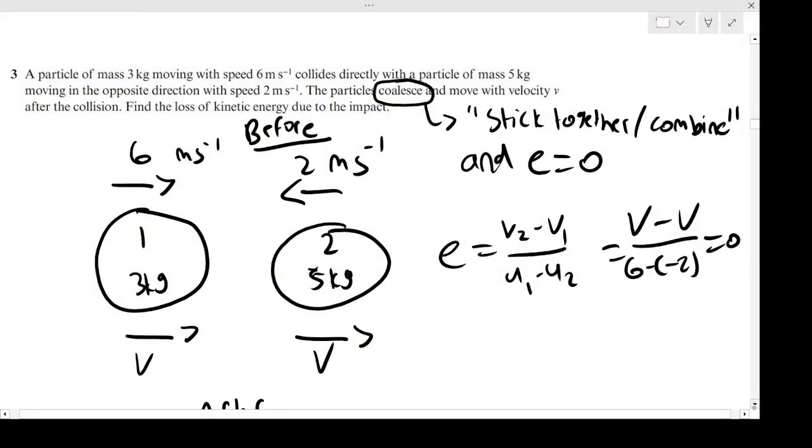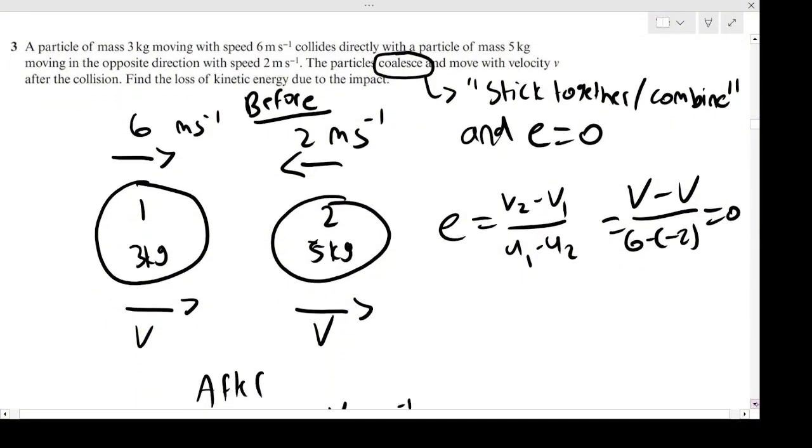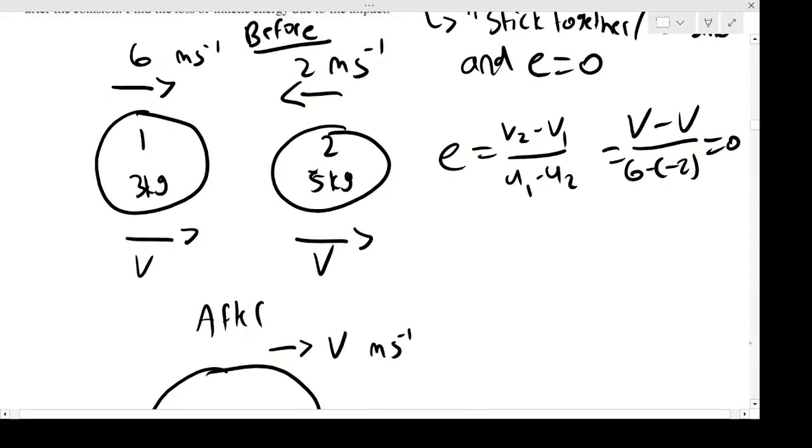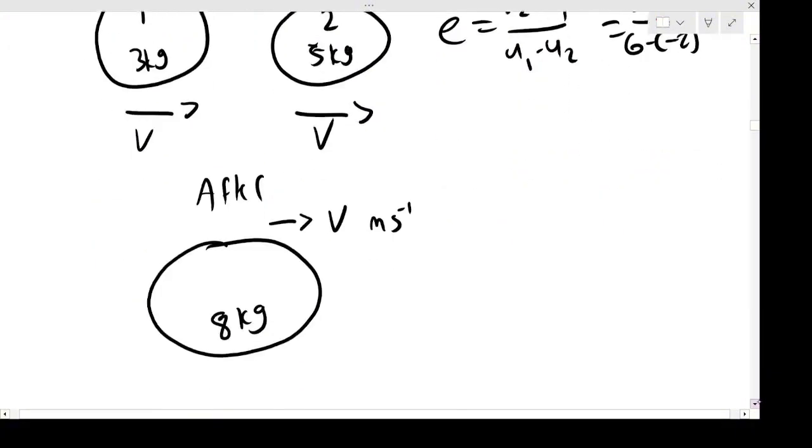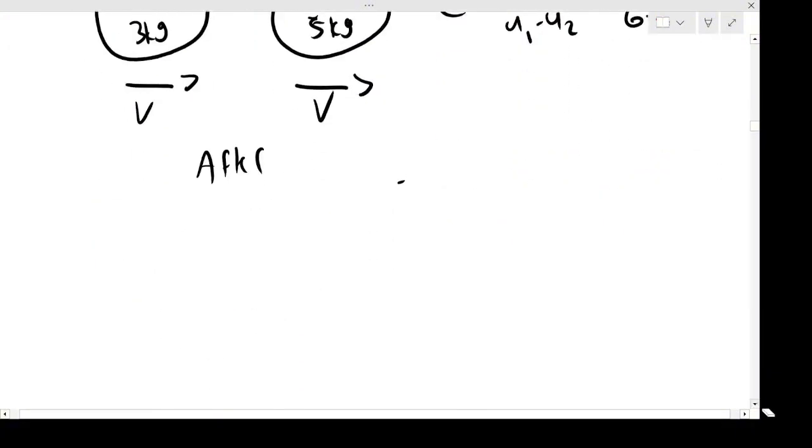Okay, but there we go. So you need to remember E is 0. So we can't use E here. The only thing we can use, if I get rid of this diagram here, is momentum, to work out V.